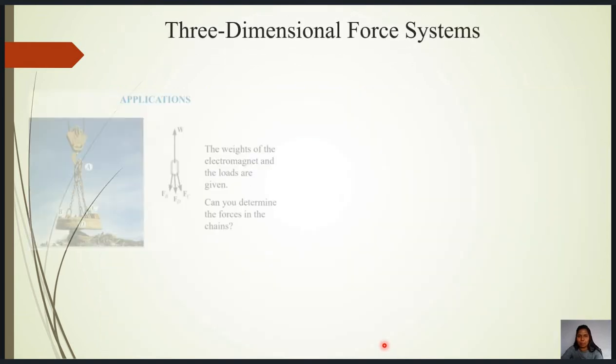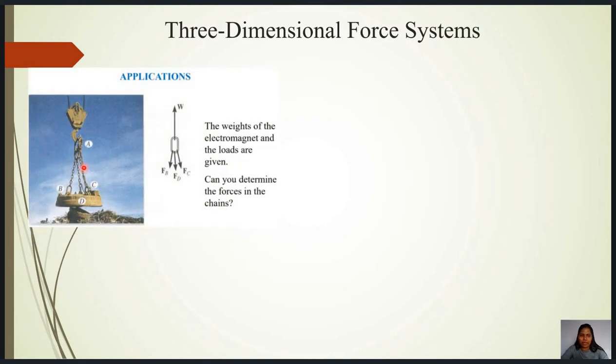Three-dimensional force system. If you see the image, in this image the electromagnet is pulled with the help of these three chains which are attached at this hook point. So when you have to find out the forces developed in the chain, then you have to draw the free body diagram of this problem.